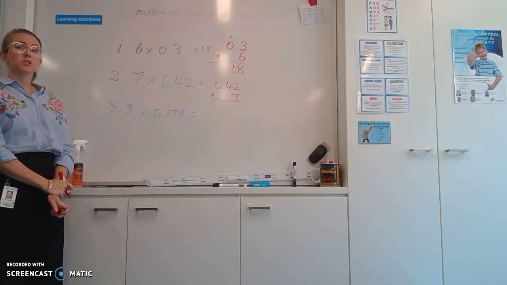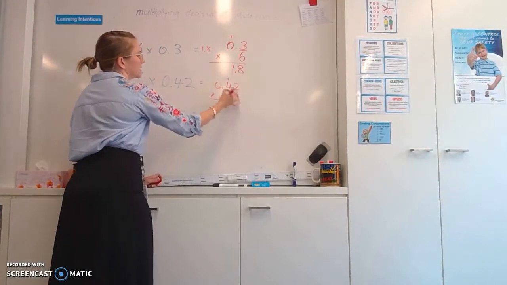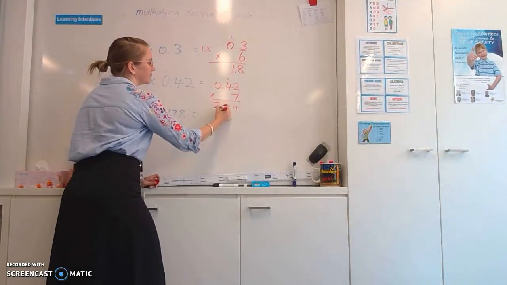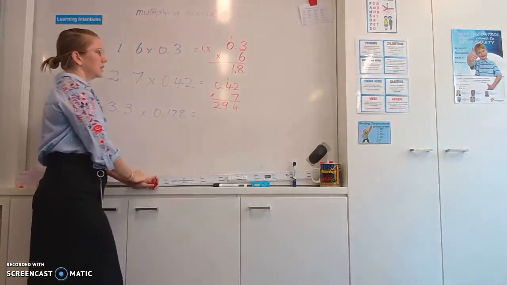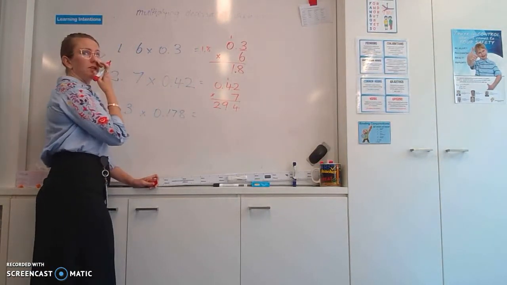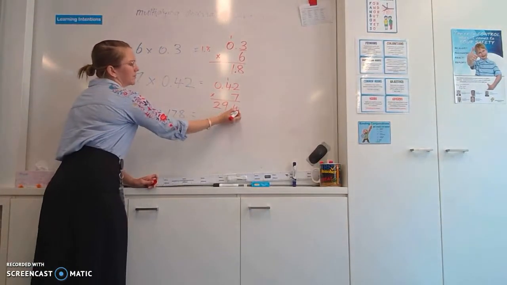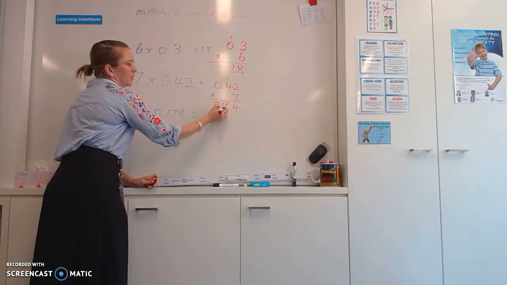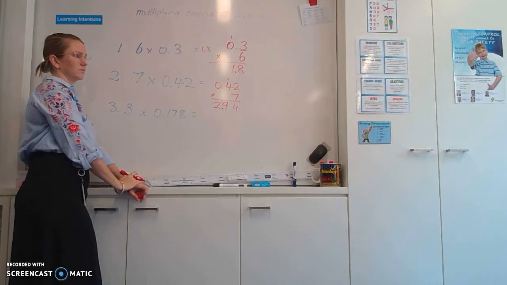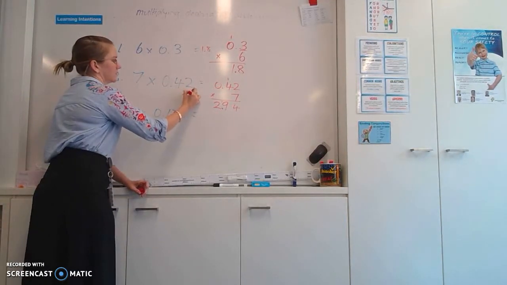Okay, 7 times 2, 14. Put the 4 down, carry the 1. 7 times 4, 28. 28 plus 1, 29. 7 times 0 is 0. Okay, I've ignored the decimal to this point. There are how many numbers after the decimal point? 2. The 4 and the 2. So my decimal place goes in 2 places. 2.49. Got it? Great.